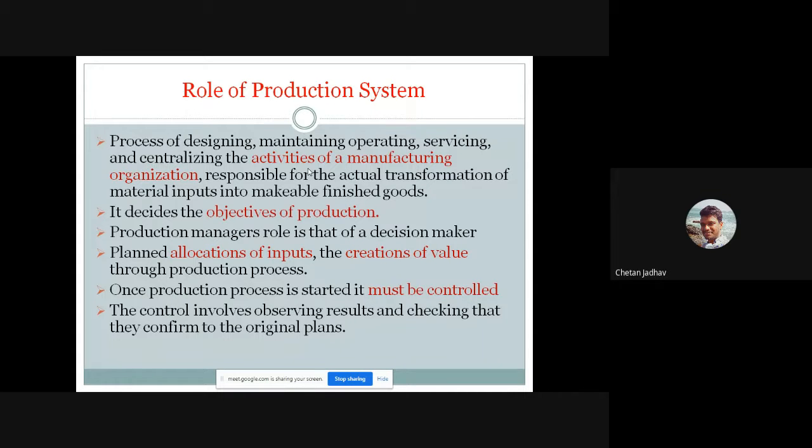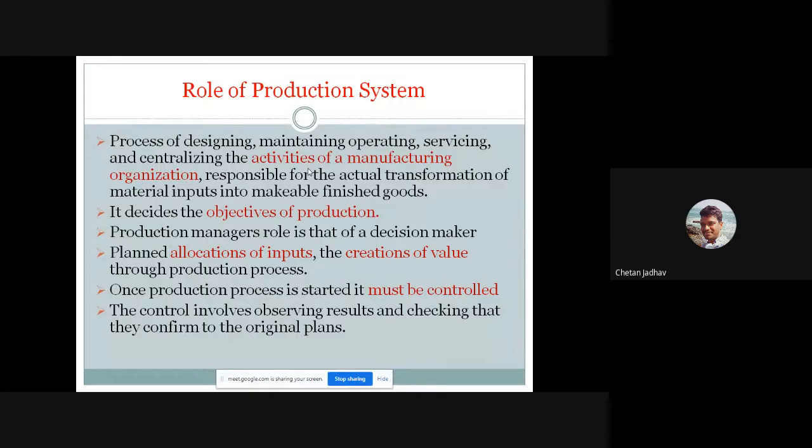So it decides the objectives of the production. Before doing any production, we have to make some objectives for that particular part. So the production system decides the objectives of the final products: our product will look like this type, before making any production. So production is very important. Then the production manager's role is that of a decision maker. Each and every department manager has some responsibility. Like this, production managers should have some decision making capacity.